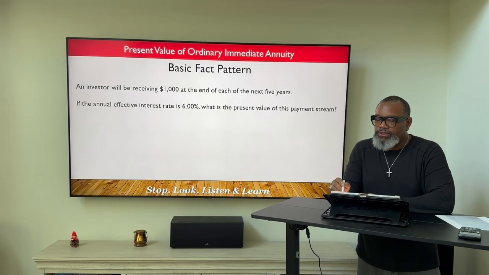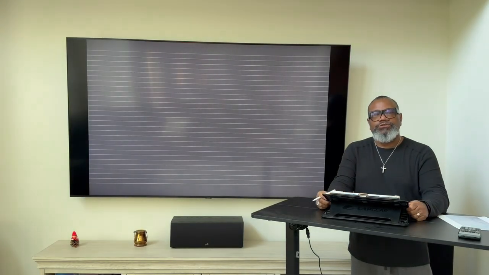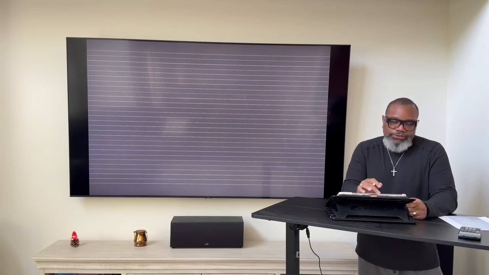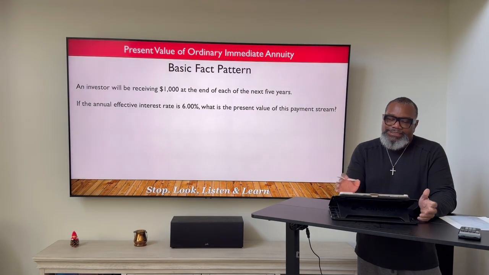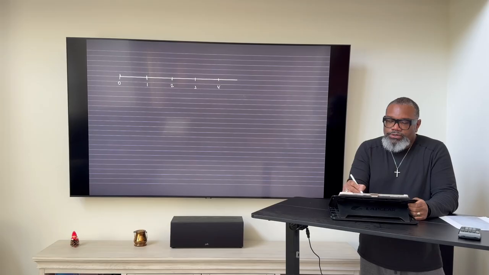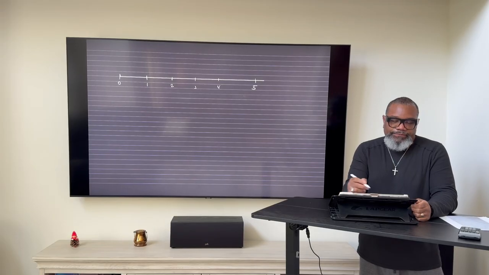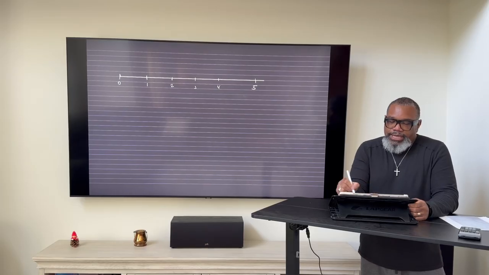And this is also a good exercise whenever you get a problem like this, to draw a timeline just so you make certain that you're able to capture everything. So in this case, the investor is going to be receiving $1,000 at the end of each of the next 5 years. So let's draw this out on the timeline here. So we start off at time 0 here. Let's say this is time 1, time 2, time 3, time 4, and make the line a little bit longer, and then say time 5. And this is time here in years.